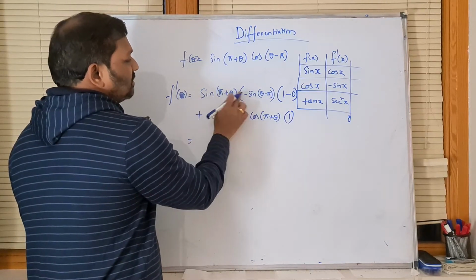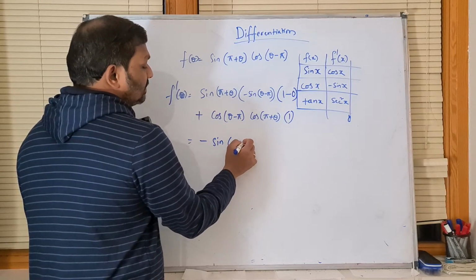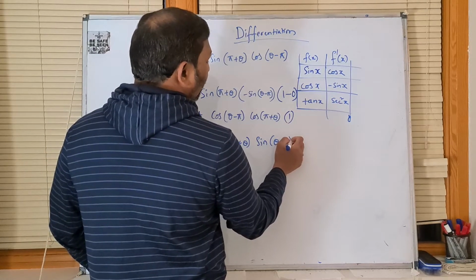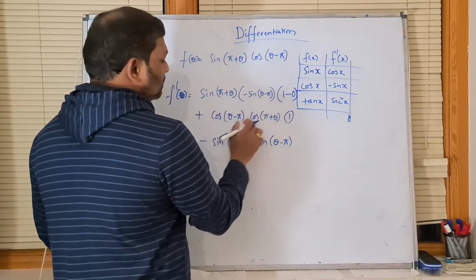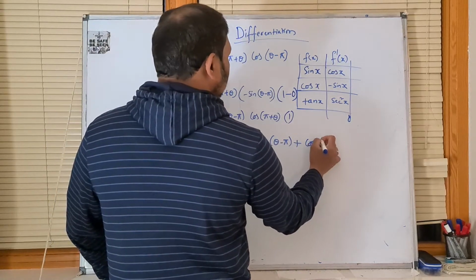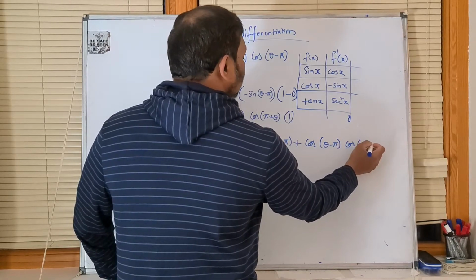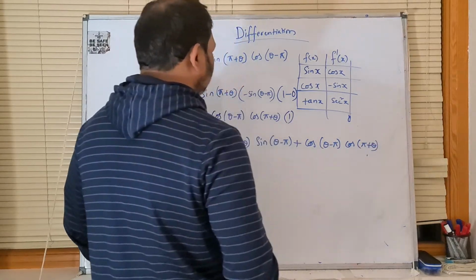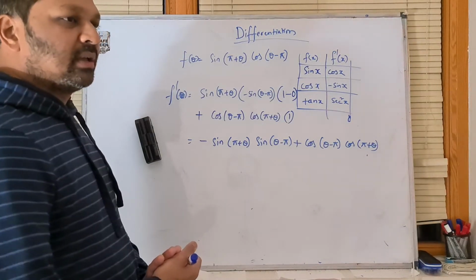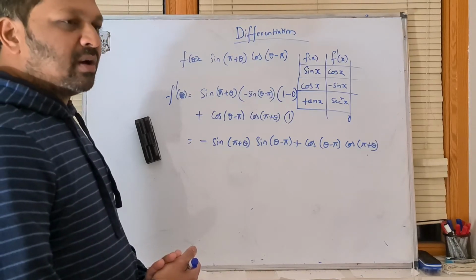So, plus into minus, minus, you can put it here. Sine(pi plus theta), sine(theta minus pi), isn't it? This multiplied with this one plus cos(theta minus pi), cos(pi plus theta). Okay, that's how you have to do it. Pretty much very few formulas.